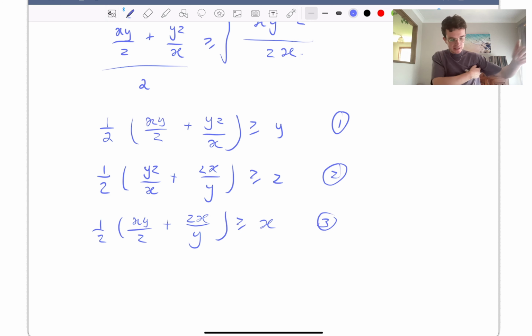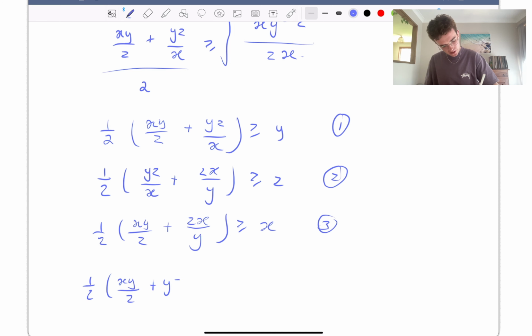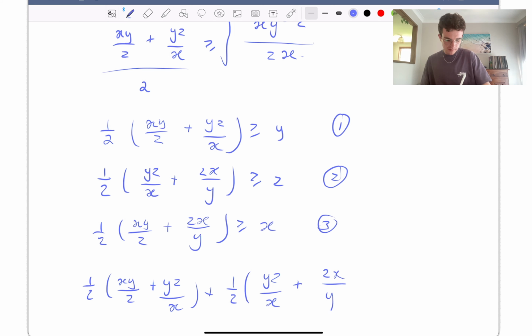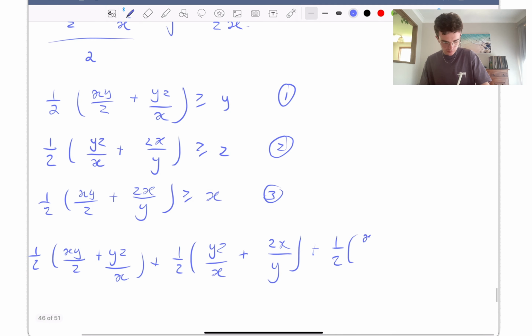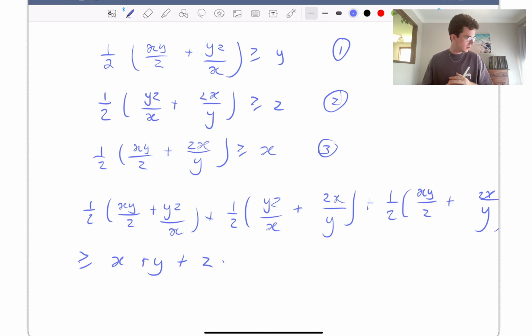Now if we add these together, we get 1/2 xy on z plus yz on x plus 1/2 yz on x plus zx on y plus 1/2 xy on z plus zx on y being greater than or equal to x plus y plus z.